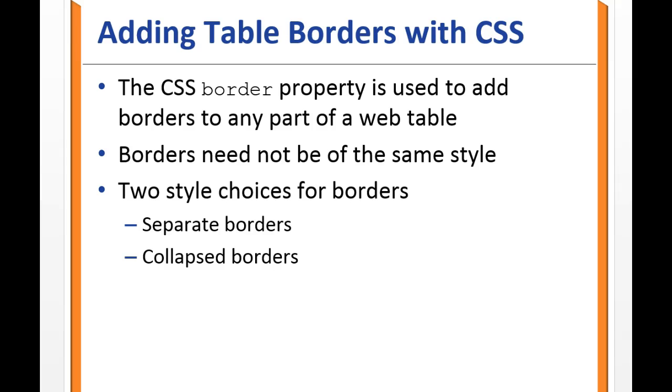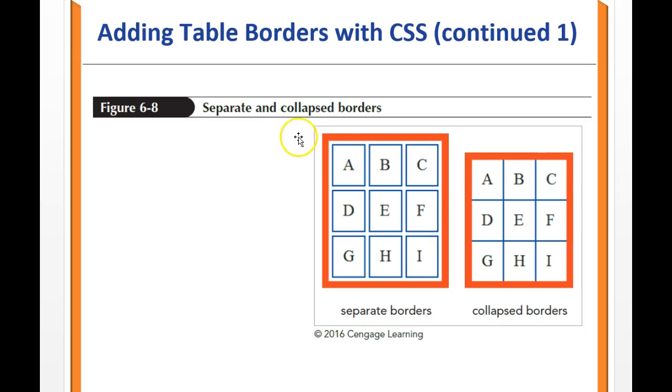We can also add table borders by using CSS. We want to give some style to our table, so we need to use CSS. The CSS border property is used to add borders to any part of a table. Borders need not be the same style. Two style choices for borders are separated borders and collapsed borders. So let's look at it. This is an example of separate borders. As you can see, each cell is separated, and this is an example of the collapsed border.